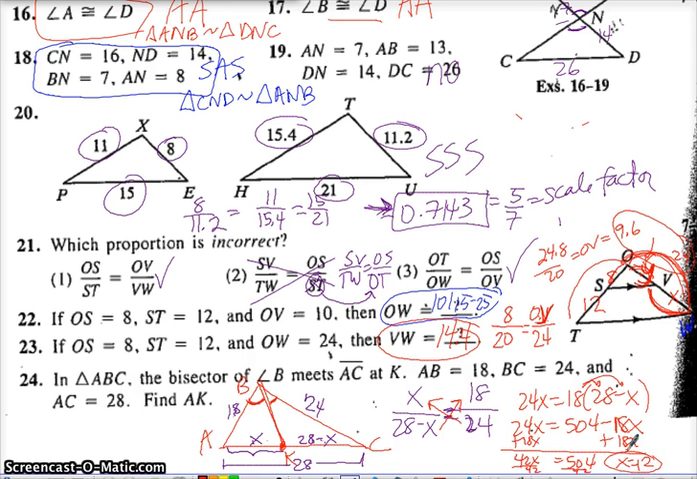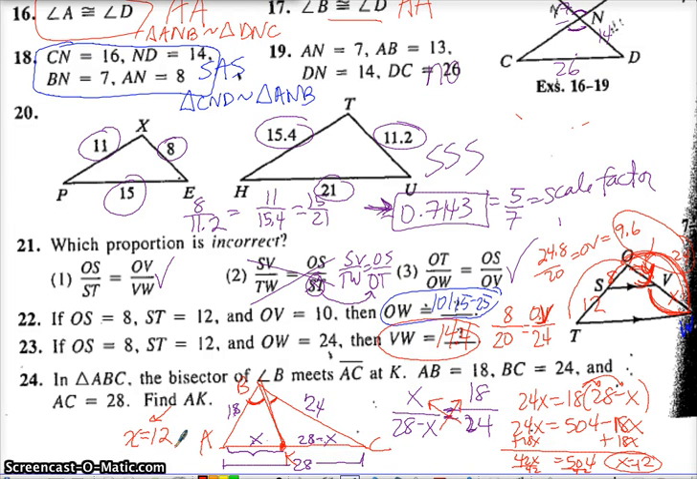Again, all the more reason to bring a calculator. Those aren't numbers you want to do without your calculator. So 504 divided by 42, what do we get? We get AK equals 12.